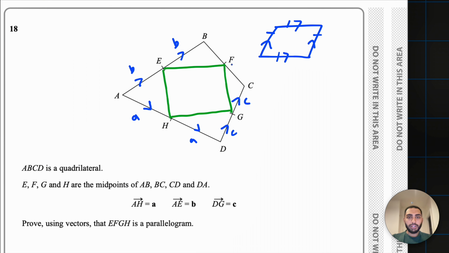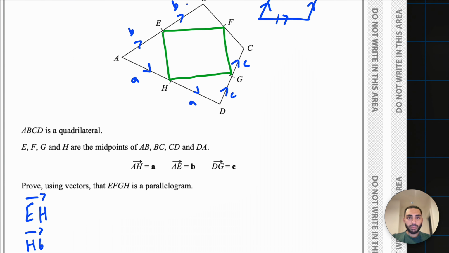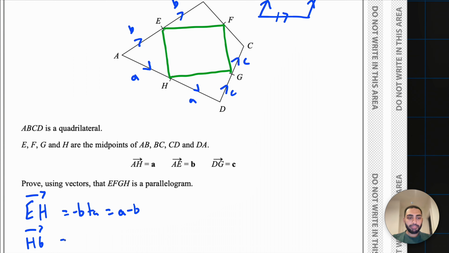Let's do the easy ones first that don't have the B, F, or C in, because we have these vectors. So we'll do EH and HG first. These two will be quite simple because we have the vectors for these. So E to H, we're going minus b because we're going backwards. So minus b plus a. I'll rewrite that as a minus b. H to G is a plus c.